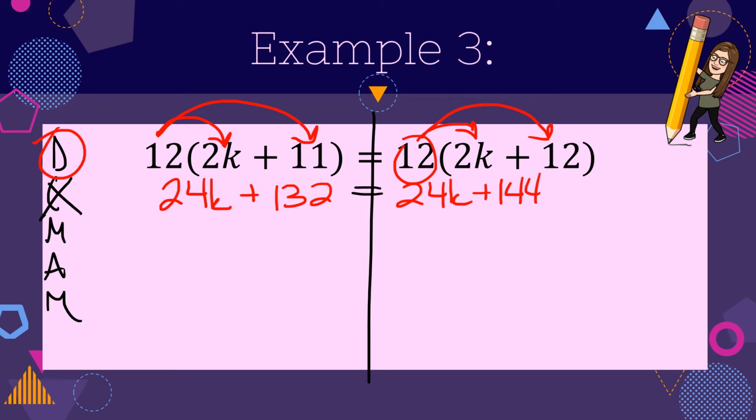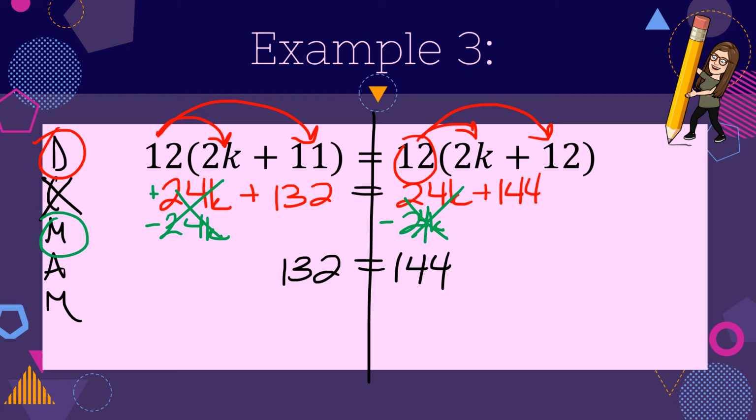C, combine. I don't have any combining on the left or the right side, so let's jump to the move step. Instead of a positive 24k, I'm going to subtract 24k because I'm trying to move it to the other side. Both of those cancel. Let's see what falls down. A 132 and a 144. I can stop there. I don't have to worry about the rest of my steps because if I have a number not equal to another number, then I'm done, and that's an untrue statement. It's false. So we're going to say no solution.